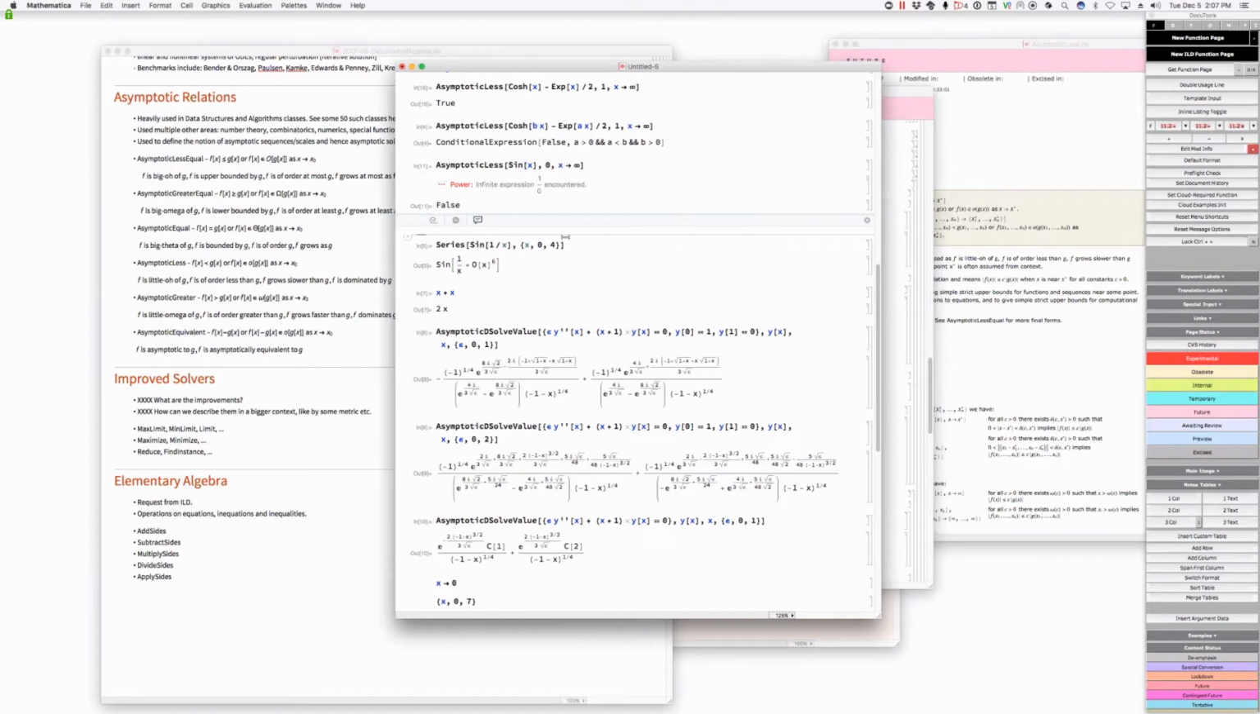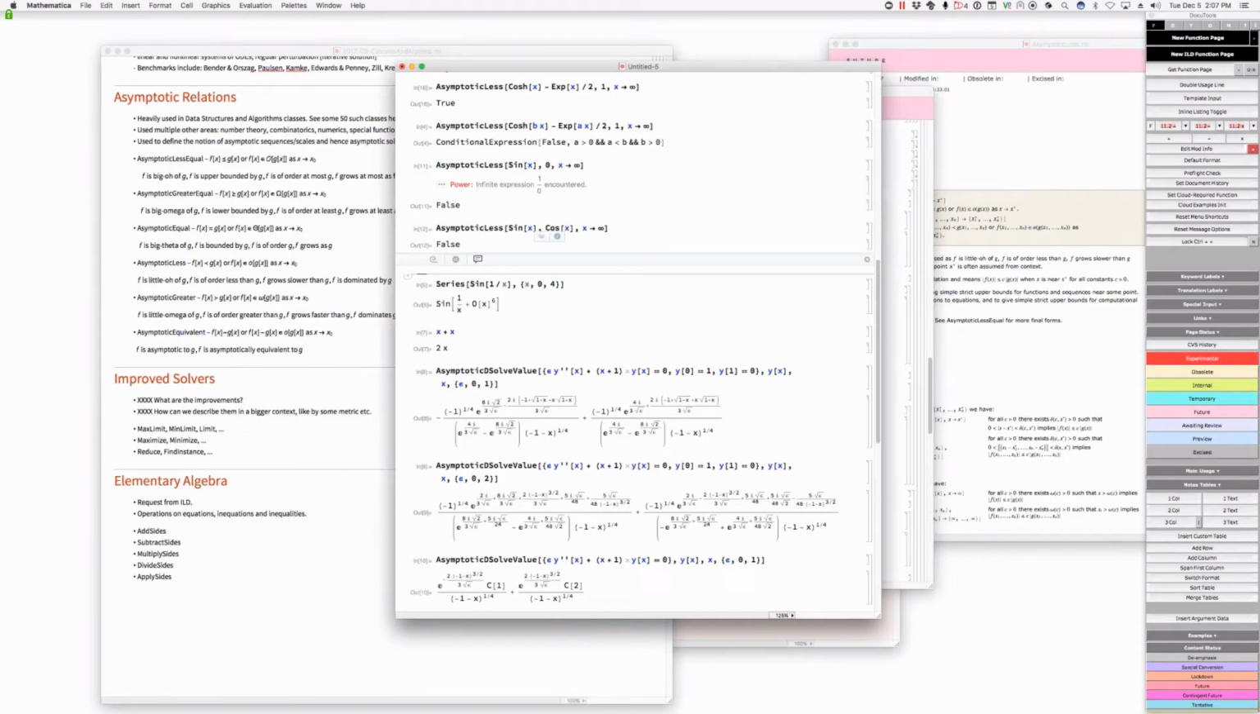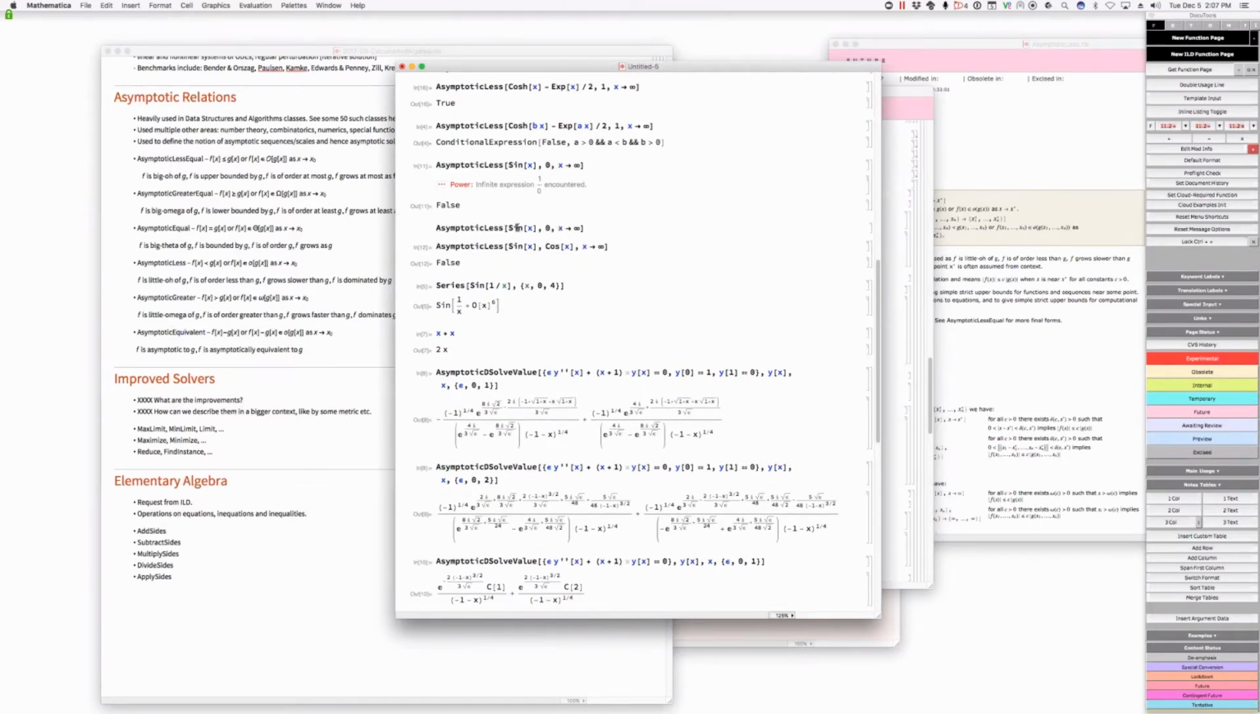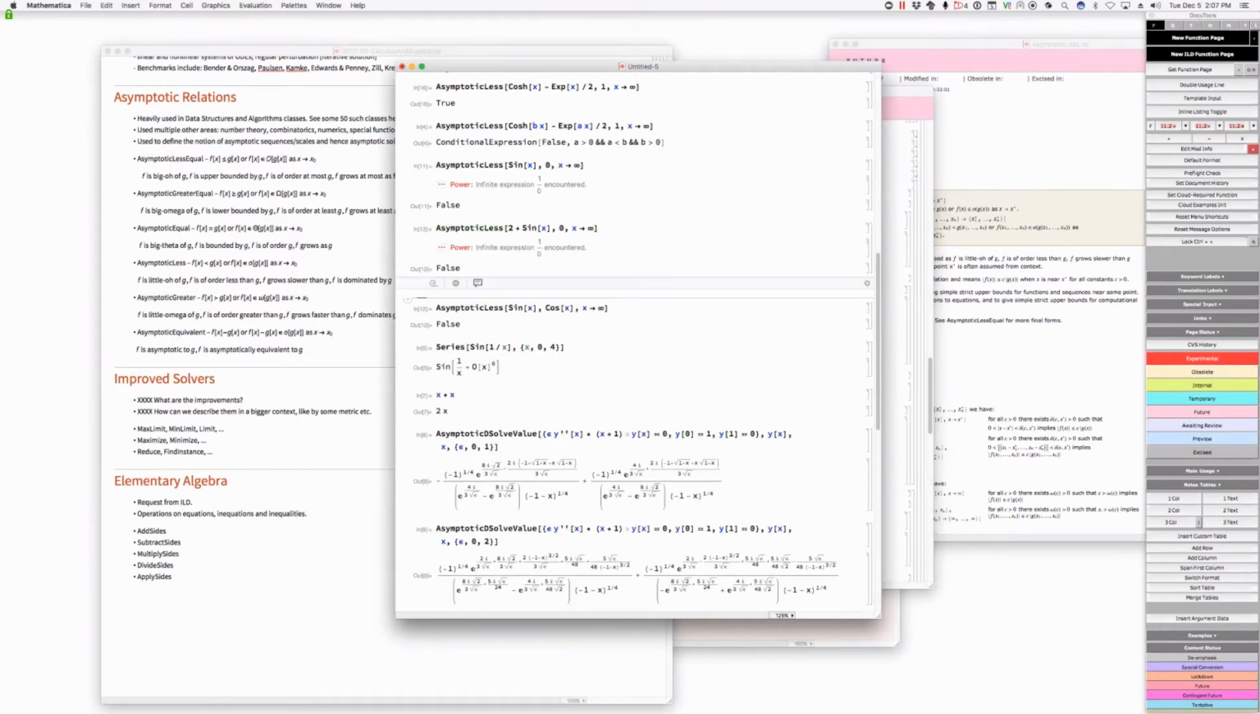Right. But if, in your 0 example, you change that to 2 plus sine of x, then it should give you true. It gives you false in this case. Oh, I'm a bit surprised by that. Well, that's a bug.